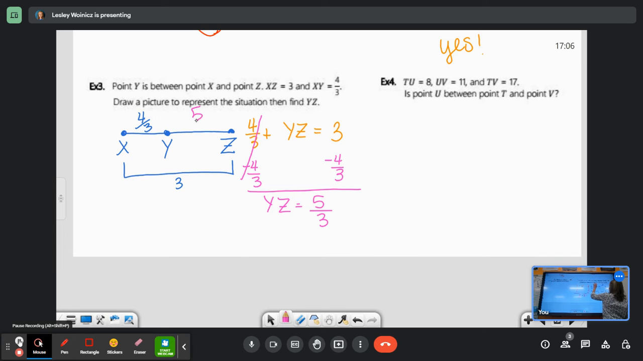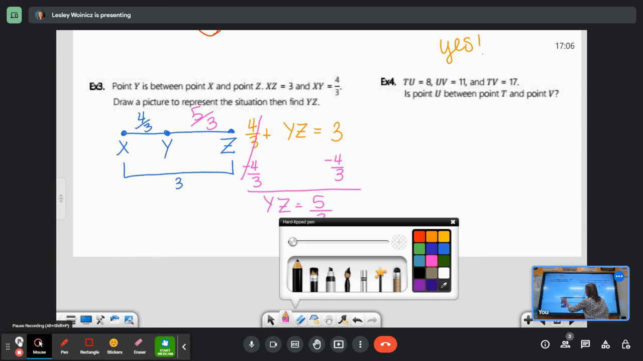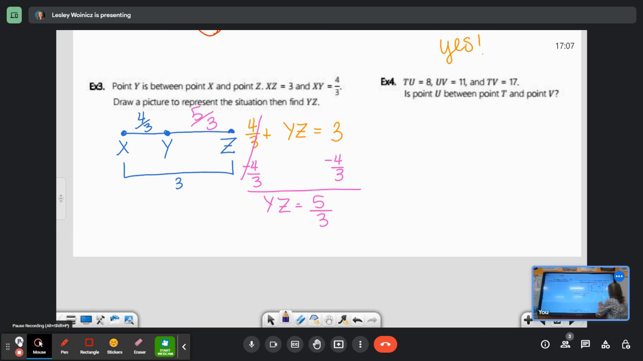I'll write that on here. And if you're like, I don't believe you, I'll show you. If I have 4/3 plus 5/3, I keep my denominators and I add my numerators. 4 plus 5 is 9, and 9 divided by 3 is 3. Okay? So, yes, got it right.